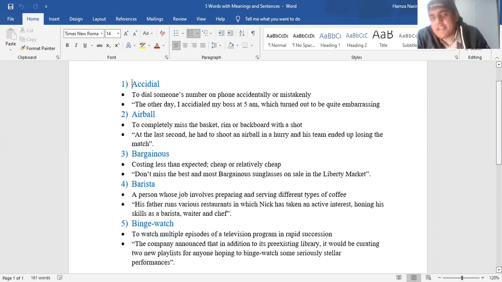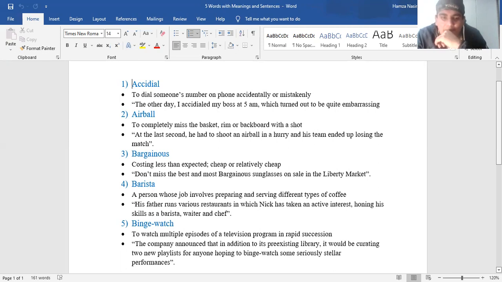The second word for today is airball, A-I-R-B-A-L-L, airball. So airball means to completely miss the basket, rim, or backboard with a shot, okay? At the last moment, you just make a blind Hail Mary shot, right, and it ends up missing its mark. That's called an air ball.